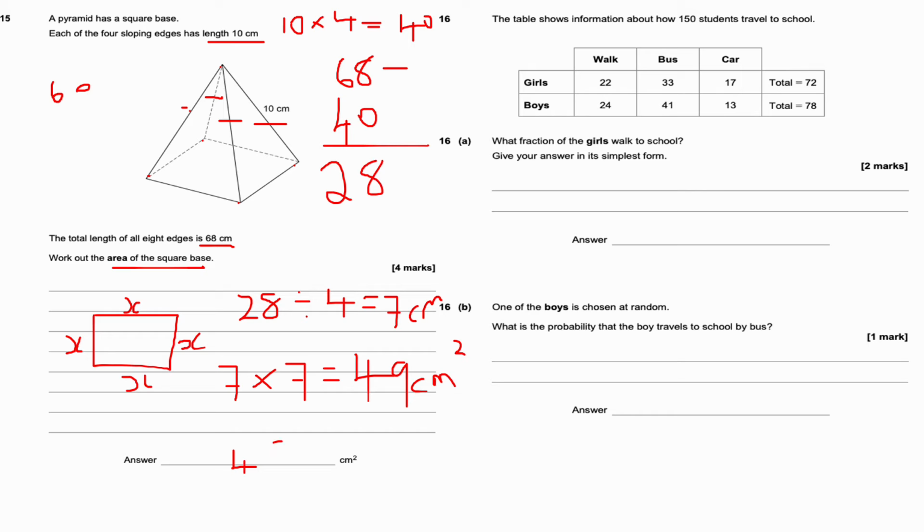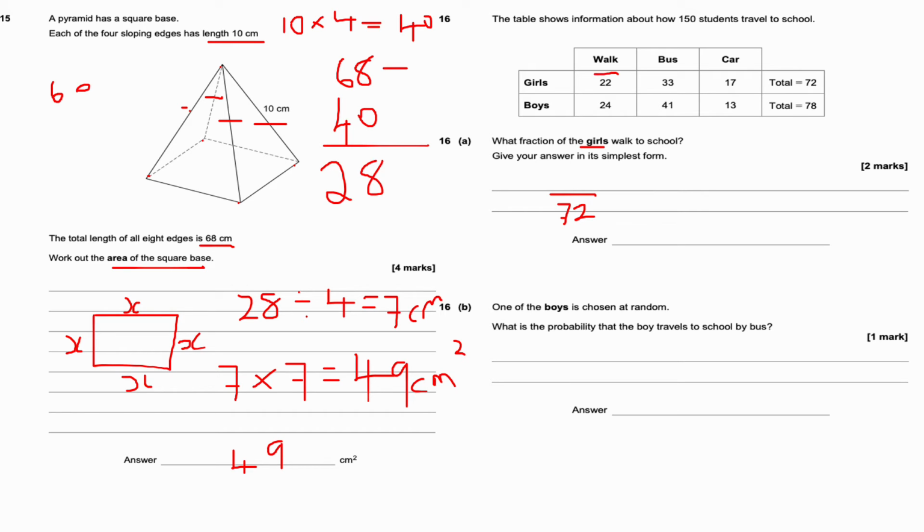Okay, that's 49. This is question number 16. The table shows information about how 150 students travel to school: walk, bus, car, girls and boys. Part A. What fraction of the girls walk to school? It's out of 72 here because we're looking at the total number of girls.